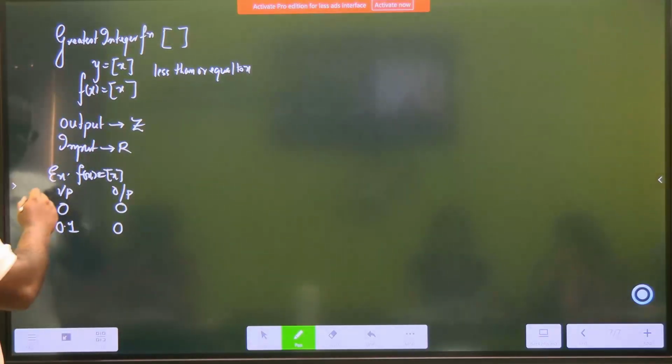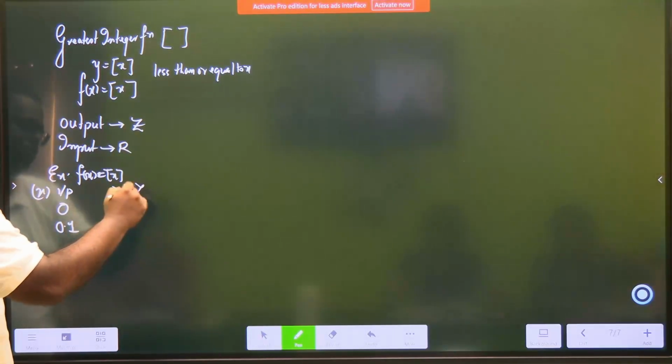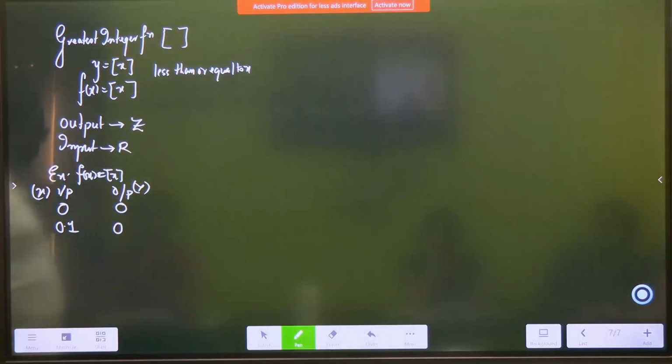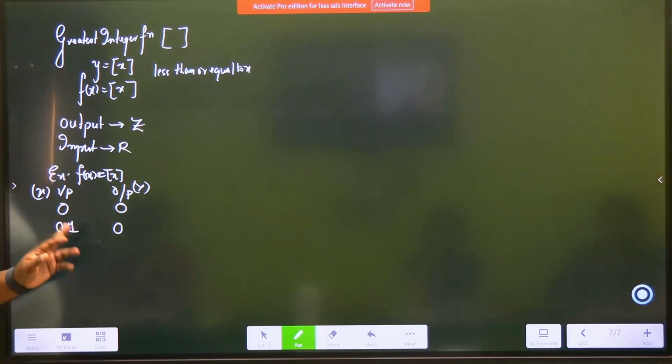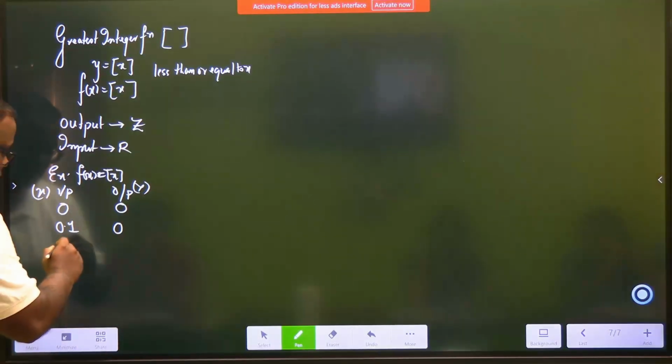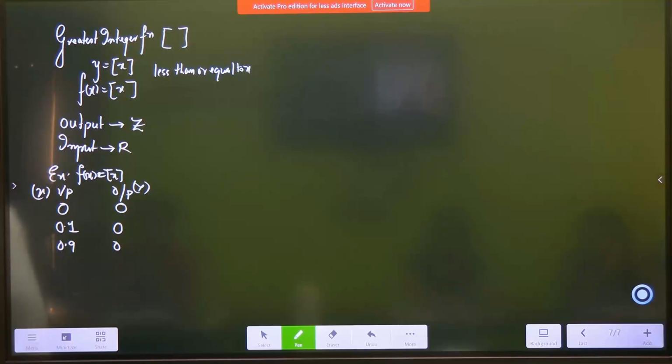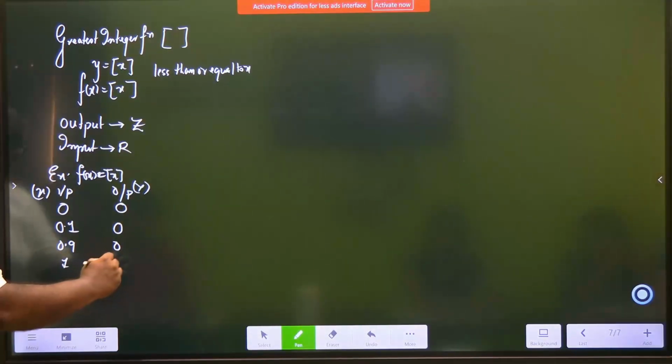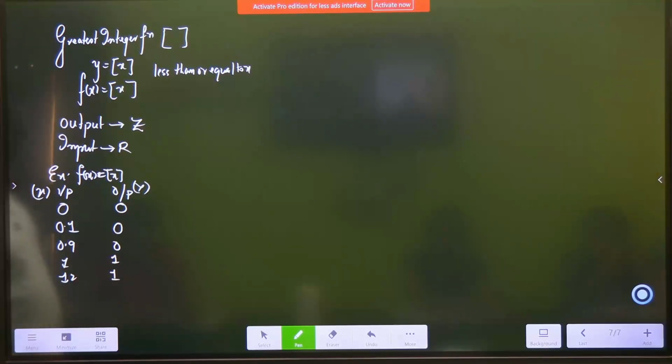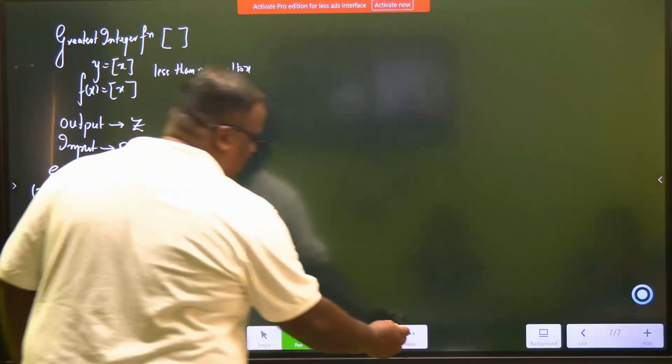So come. Don't worry. This is your x and this is your y. You are inputting 0, you get 0. Now you are inputting 0.1, less than or equal to, so you get a 0. Have you understood? If you put a 0.9, you still get a 0. If you put a 1, you get a 1. If you put a 1.2, then you get what? 1. So let's just see its plot.